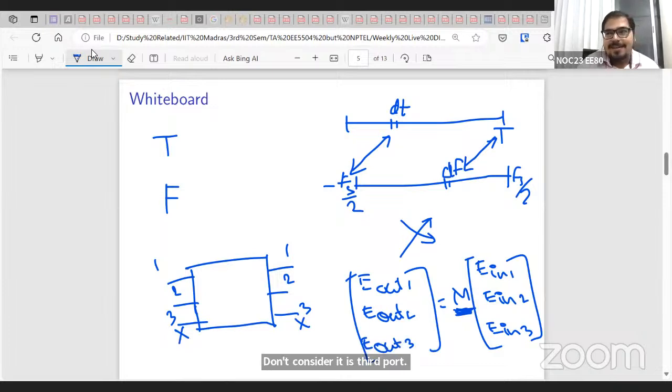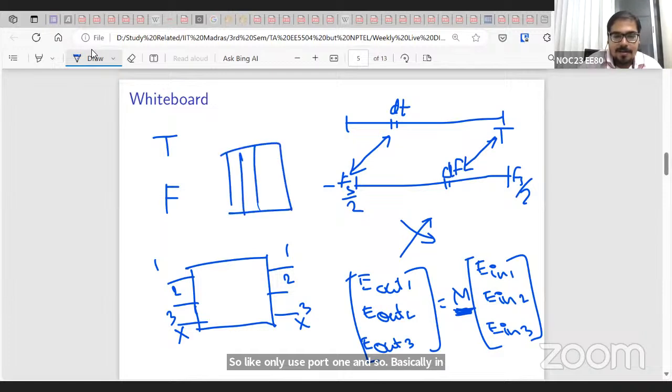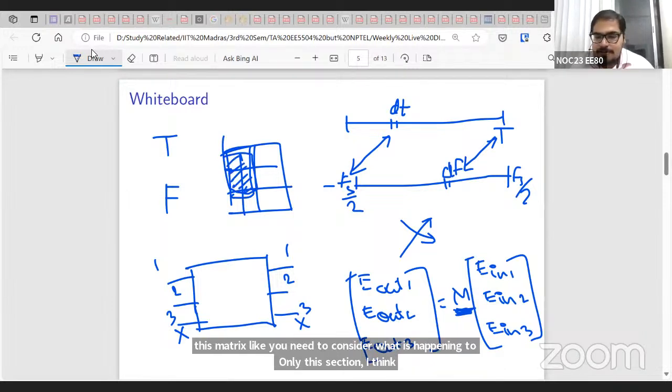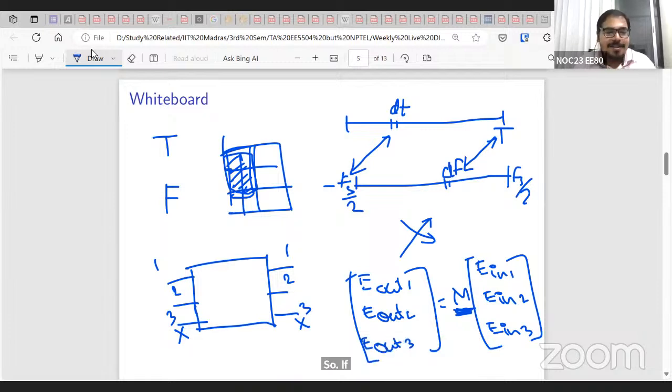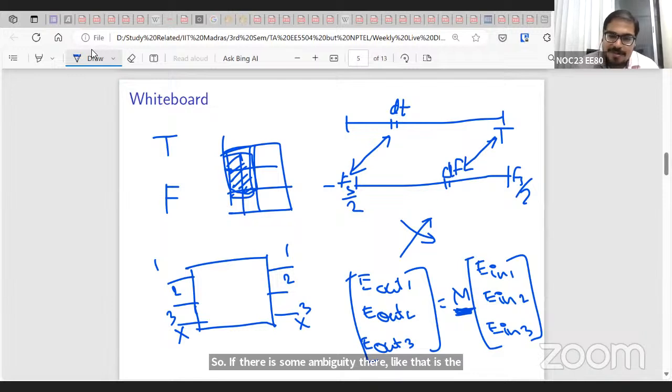It is said you can use a 3 by 3 coupler as some kind of a hybrid. What will be the errors in it? So only use port 1 and 2. So basically in this matrix, you need to consider what is happening to only this section, I think. If there is some ambiguity there, that is the thing. Don't consider third ports.